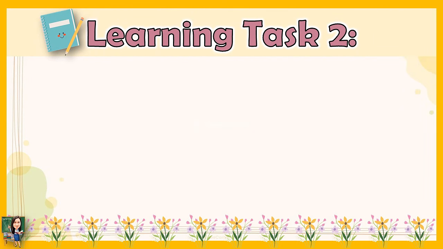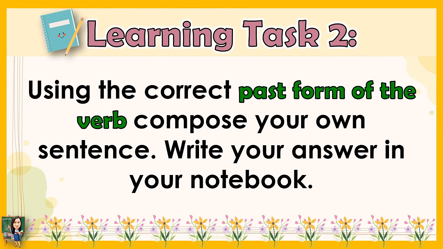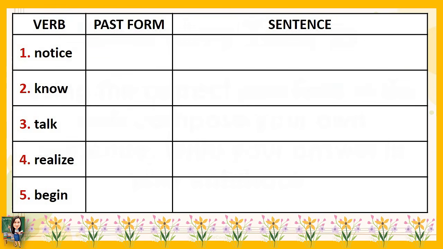Next, for learning task 2, using the correct past form of the verb, compose your own sentence. Write your answer in your notebook. So the verbs are number 1, notice, number 2, know, number 3, talk, number 4, realize, and number 5, begin.